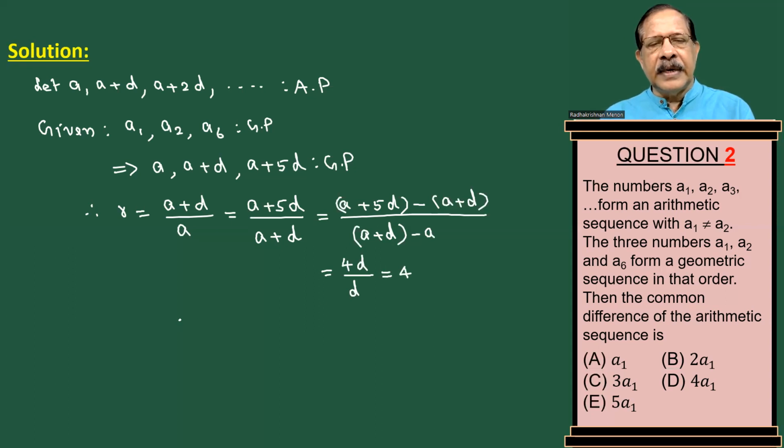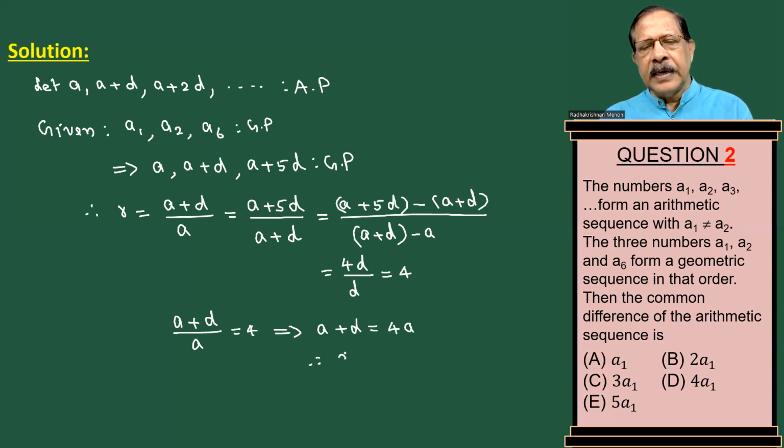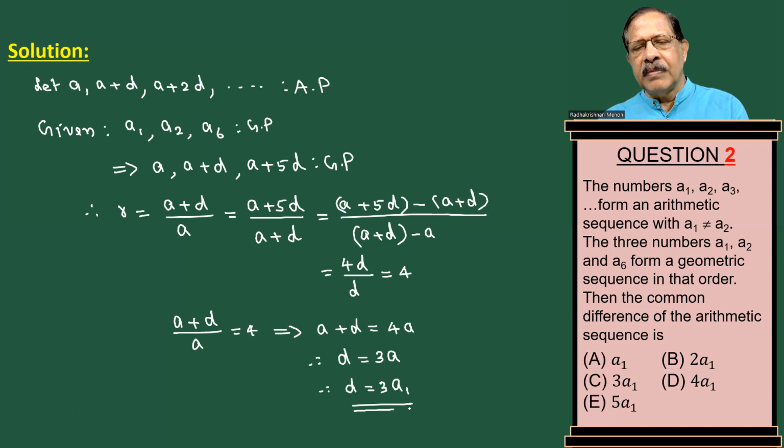So ultimately what are we getting? a plus d divided by a equal to 4. So we are getting a plus d is equal to 4a. Therefore, d is equal to 3a. But here a is a1. Therefore, d equal to 3a1. So that is the answer. The common difference is equal to 3a1. So that is appearing as option C.